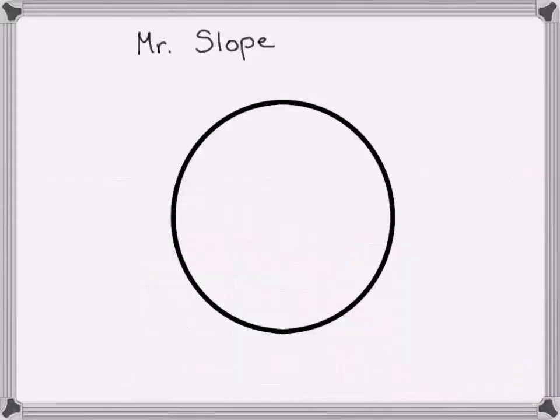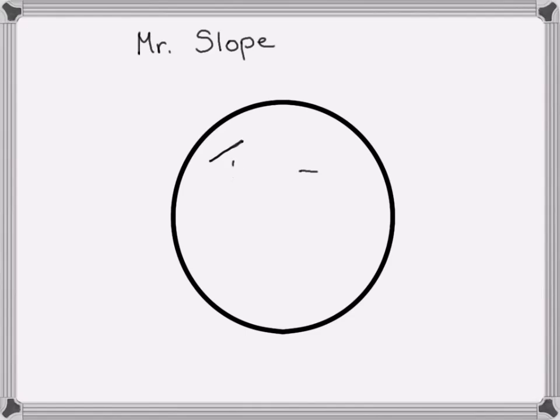Hi everyone, I want to show you this really cute memory technique called Mr. Slope. So, to draw Mr. Slope, first we give him two eyes. One of his eyes is a plus sign and one of them is a minus sign. His eyes need eyebrows. So his left eyebrow is going up, and that reminds us that a line that goes up as we move from left to right has a positive slope.